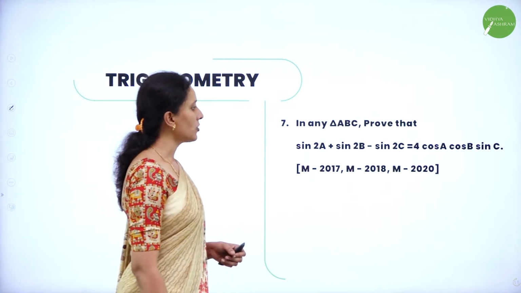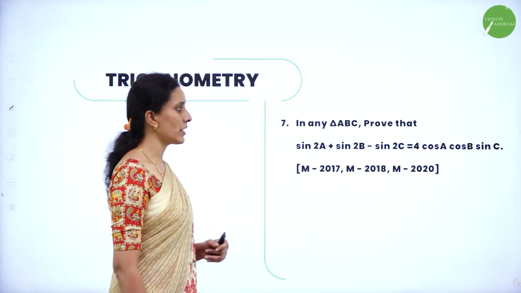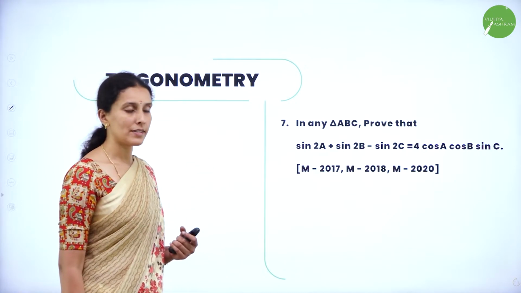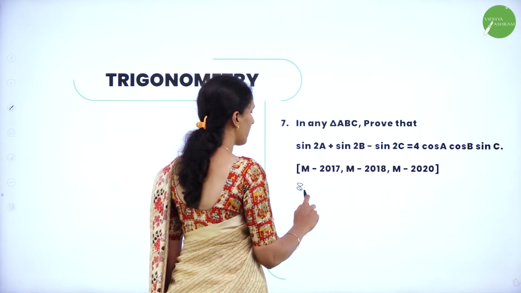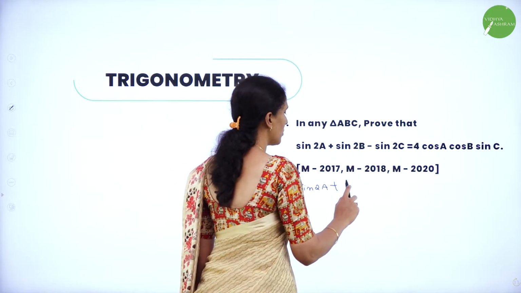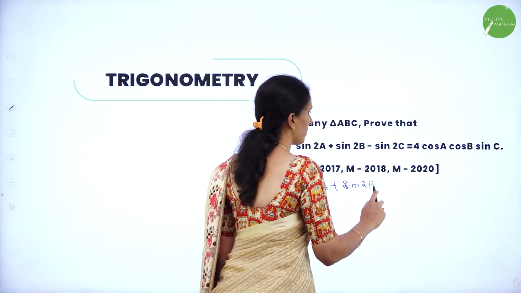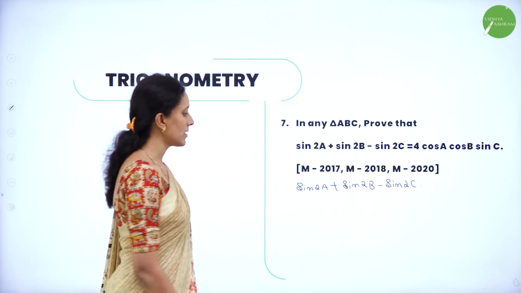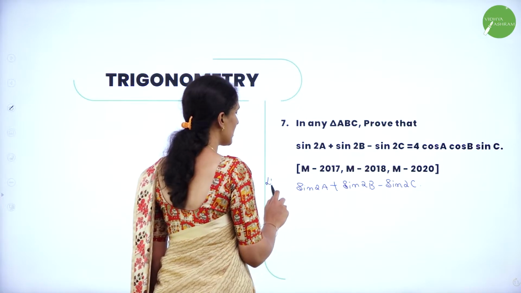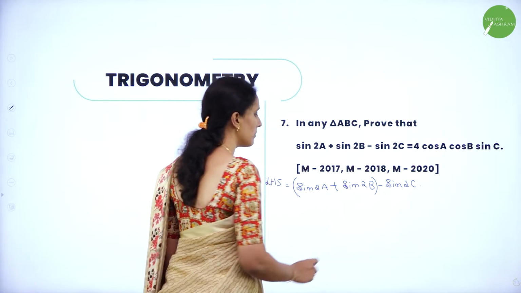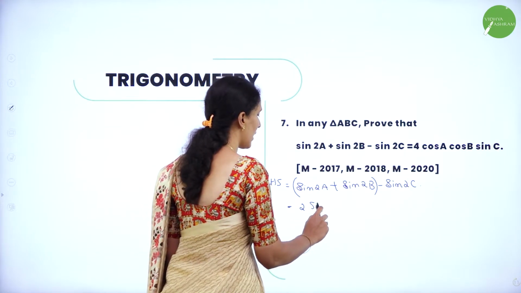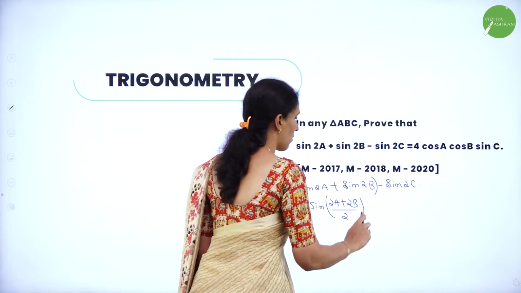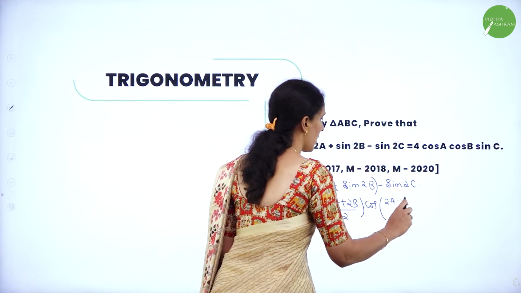Next question. Sin 2A plus sin 2B minus sin 2C is equal to 4 cos A cos B sin C. First, let us take the left hand side, that is sin 2A plus sin 2B minus sin 2C. Now, this can be taken as the first two terms. I'll take this as LHS. The first two terms can be taken as 2 sin (A plus B) by 2 cos (A minus B) by 2.